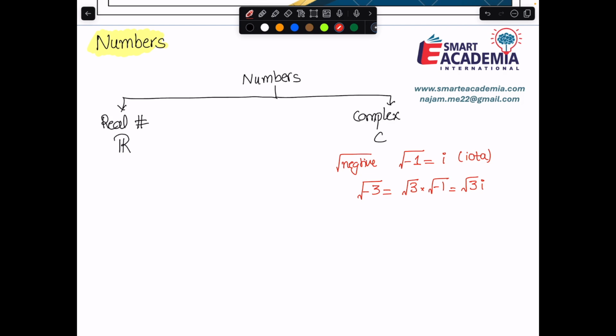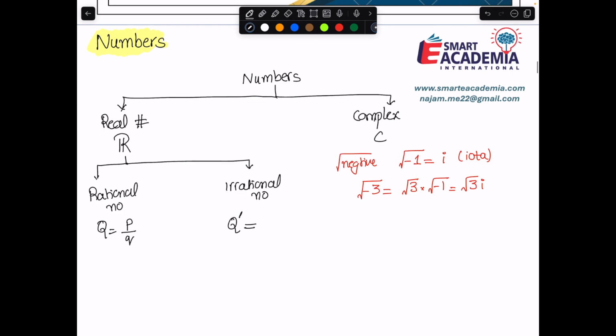Our main topic today is basically understanding the real numbers. Real numbers can be further classified into two major categories. One is the rational number, and one is the irrational number. Rational numbers are represented by Q, which means the numbers that can be written in the form of fractions, which means P over Q. Whereas irrational numbers are represented by Q naught. That means the numbers that cannot be represented in the form of rational numbers or fractions.